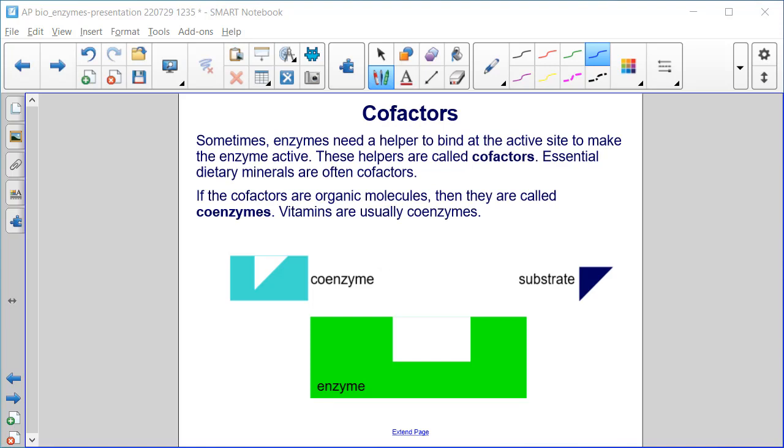Cofactors. Sometimes enzymes need a helper to bind at the active site to make the enzyme active. These helpers are called cofactors. Essential dietary minerals are often cofactors. If the cofactors are organic molecules, then they are called coenzymes. Vitamins are usually coenzymes.